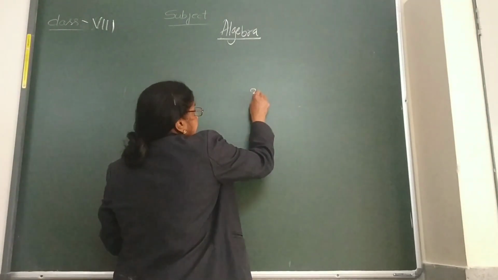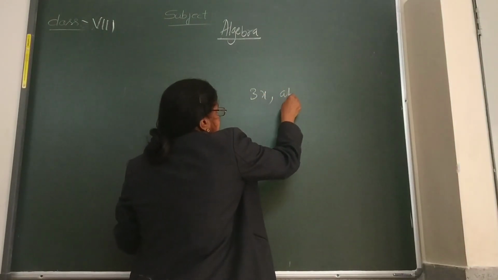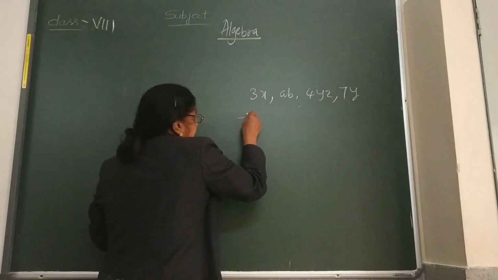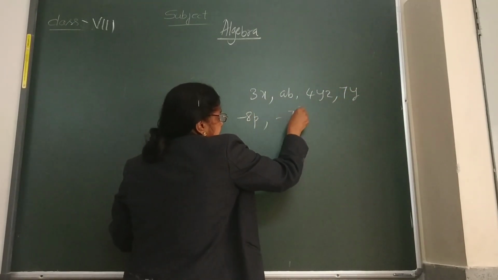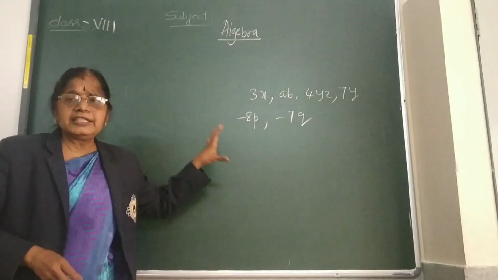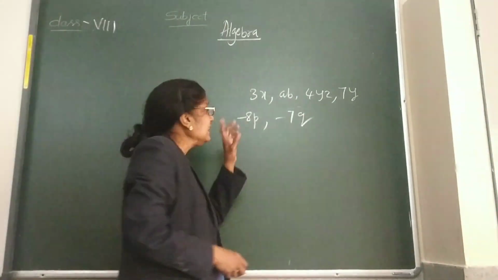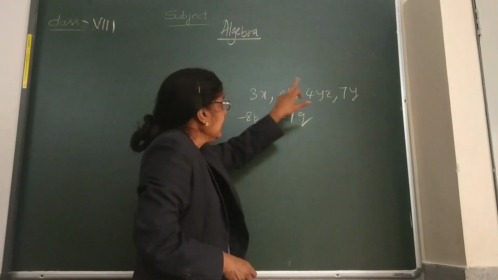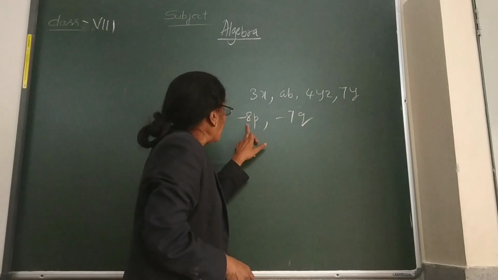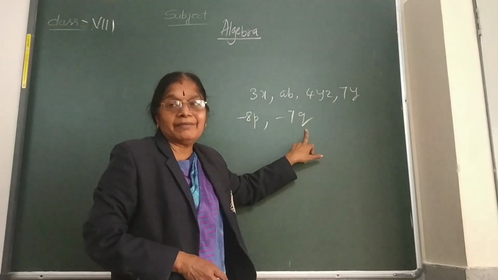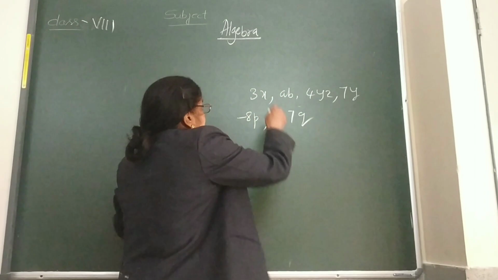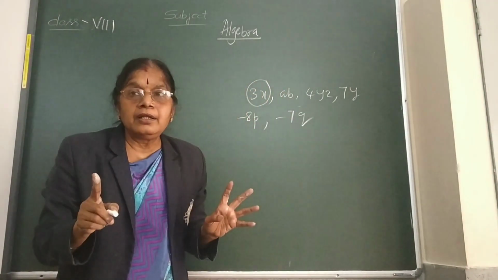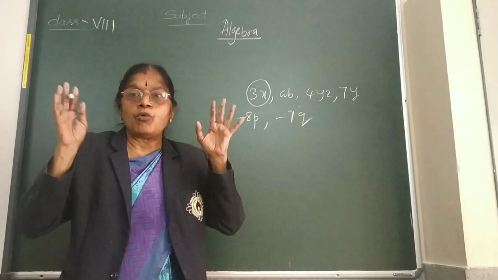For example, if I write 3x, AB, 4yz, 7y, minus 8b, minus 7q. So many algebraic terms I have written. You can see only one variable is there here. Here also one variable is there. Here also one variable is there. Here also one variable is there, with a coefficient. Such a term having one variable is called a monomial.